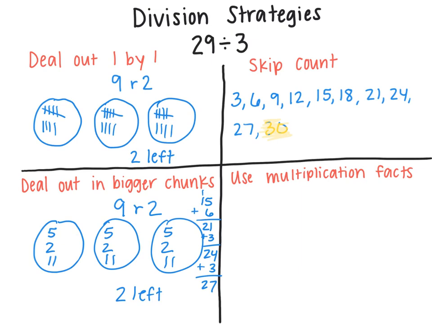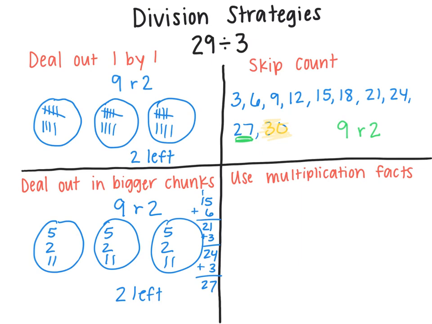So now I can go back and count how many I used. 1, 2, 3, 4, 5, 6, 7, 8, 9 numbers. So I have 9. And then if I left off at 27, how many do I need to get to 29? I'd use my fingers or whatever I know, 27, 28, 29, so plus 2, so it's a remainder of 2. There's 2 left over. So as before, I have the same answer, 9 with the remainder of 2.